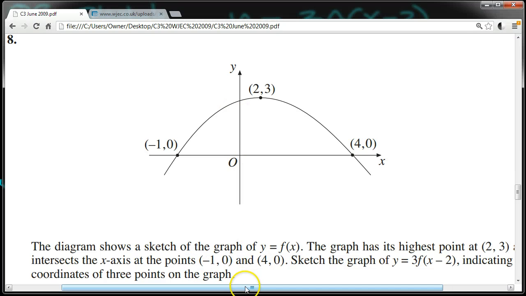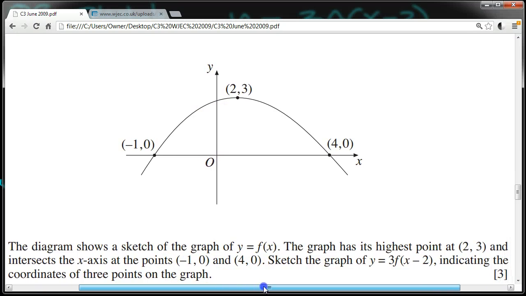So we've got this sketch here with all the points indicated in question 8, and given this sketch, we need to sketch the graph of y equals 3 f of x minus 2, and write down the corresponding 3 points. So let's have a look at this then.